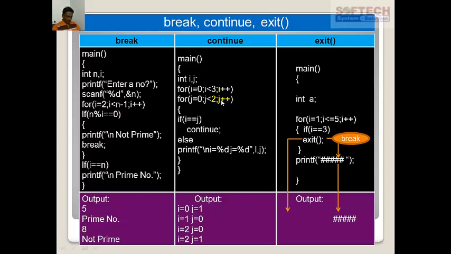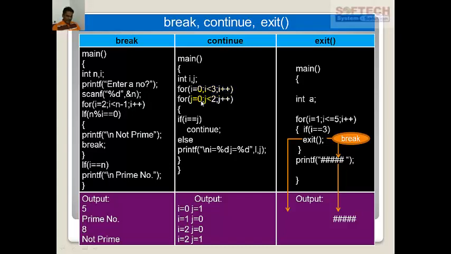So j value is 1, 0 equal to 1, condition false. It displays i equal to 0, j equal to 1. Then it continues the inner loop. Now the j value is 2, 2 less than 2, condition false. It comes out of the inner loop. Then it continues the outer loop. Now i value changes to 2, the new value of i is 2, 2 less than 3, condition true.